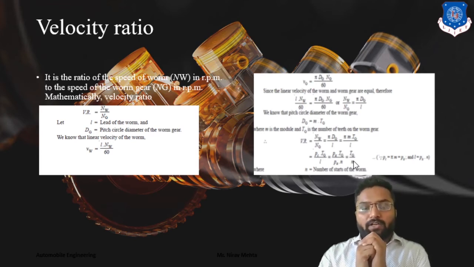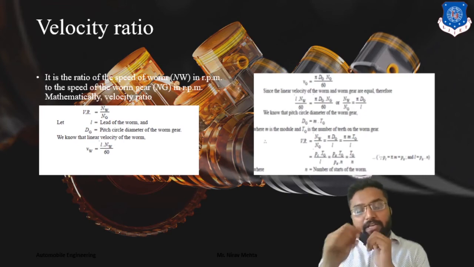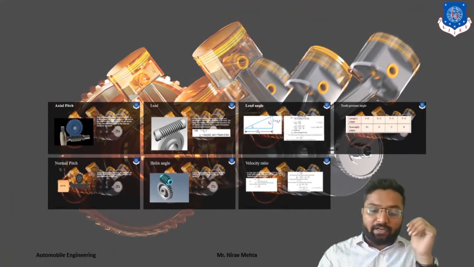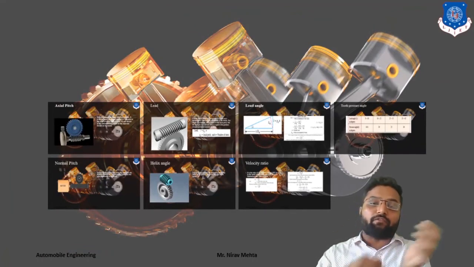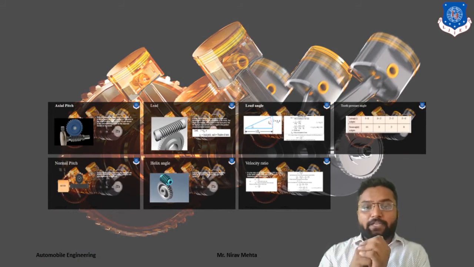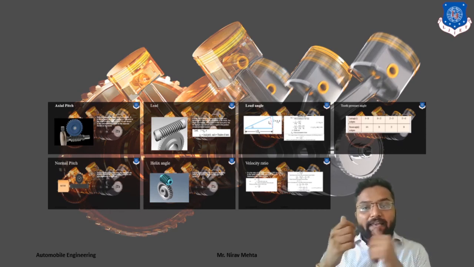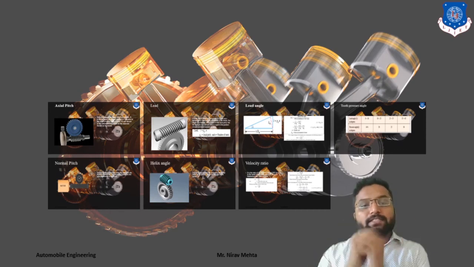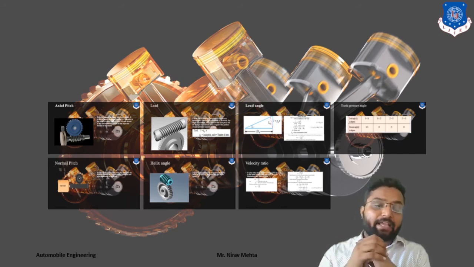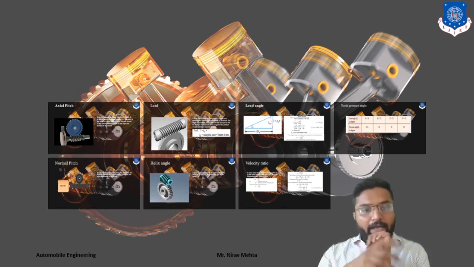Clear? I hope you understand this session on terminology very well. Let's recap this once again. We have determined different aspects of our worm and worm wheel, from axial pitch, to lead angle, to tooth pressure angle, to normal pitch, helix angle, and ultimately velocity. This terminology will help us in determining the efficiency of the worm and worm wheel. Clear? So in the next session, we will discuss the efficiency of worm and worm wheel, and we are going to use this terminology in that session.